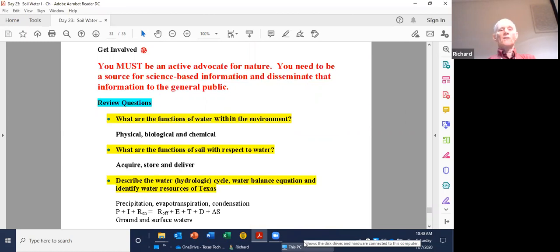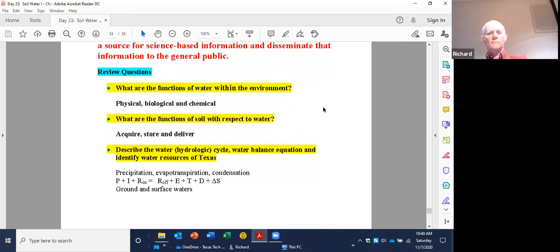Review questions. What are the functions of water within the environment? Physical, biological, and chemical. What are the functions of soil with respect to water? Acquire, store, and deliver. Describe the hydrologic cycle, water balance equation, identify water resources in Texas. We talked about the very simplistic cycle: precipitation, evapotranspiration, and condensation. The water goes around and around.